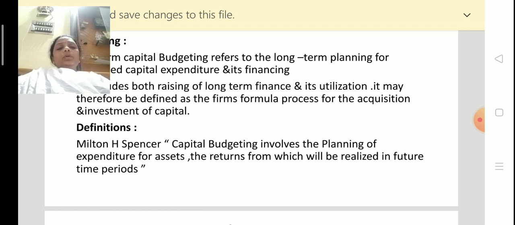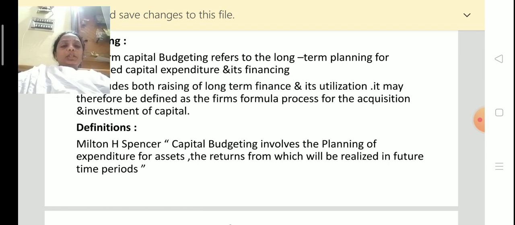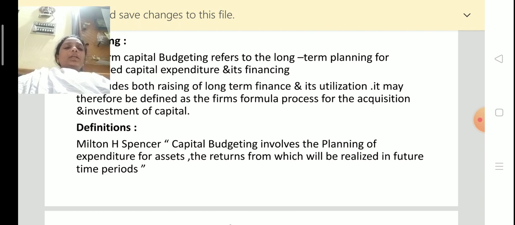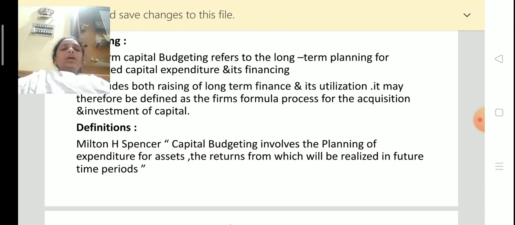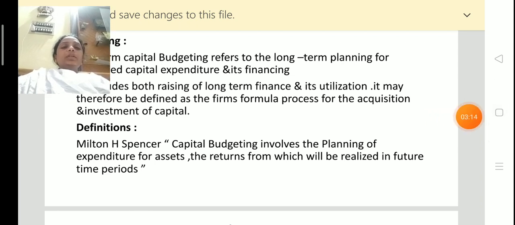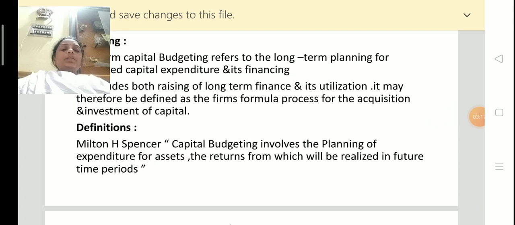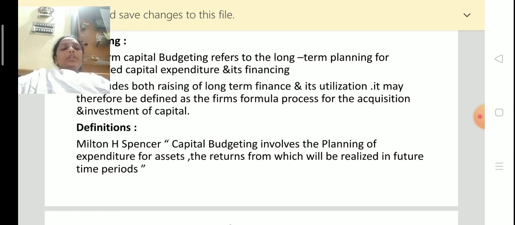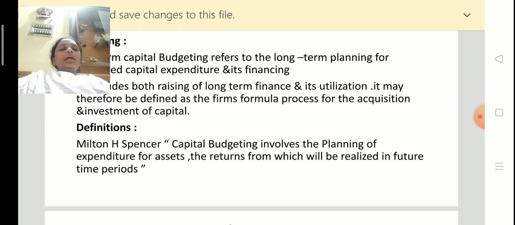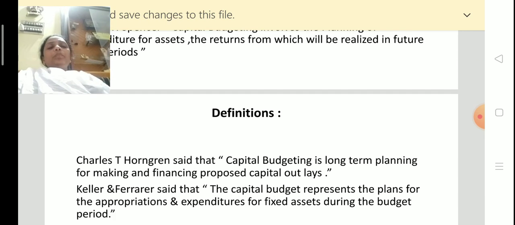Now, let me explain the definitions of capital budgeting. Milton H. Spencer: capital budgeting involves the planning of expenditure for assets, the returns from which will be realized in a future time period. This is called capital budgeting.